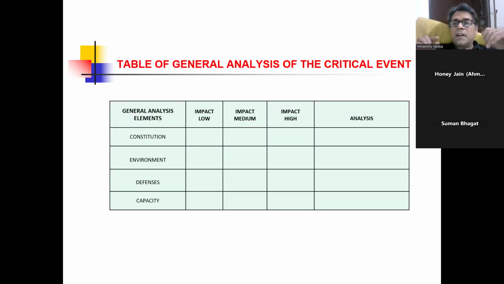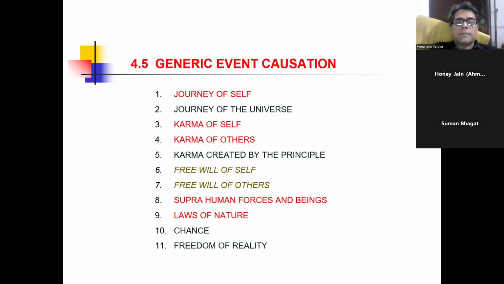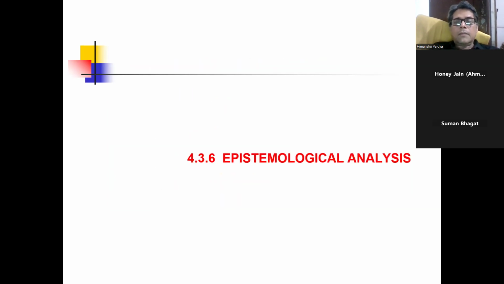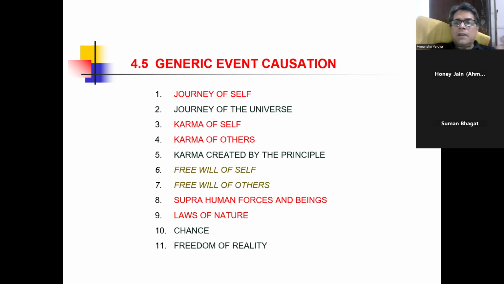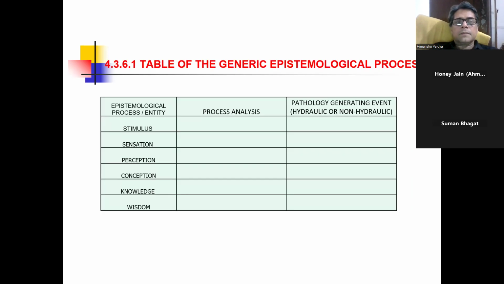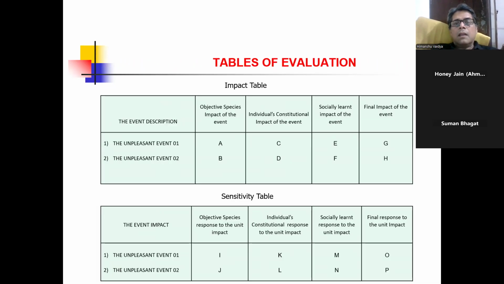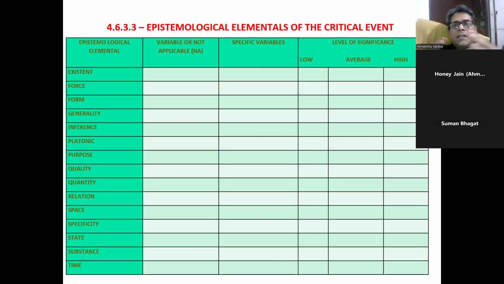Then we also analyze the critical event in terms of why has the critical event happened, right? How much part constitution has played, how much environment has played, how much defenses have played, how much capacity has played. Then the same thing applied to critical event. This is how the affect generation is analyzed. We can undergo a change. We'll start with this.